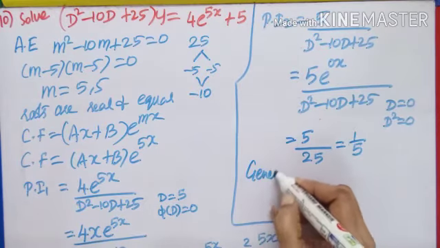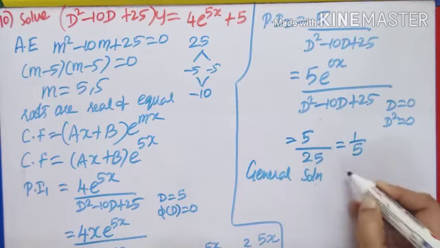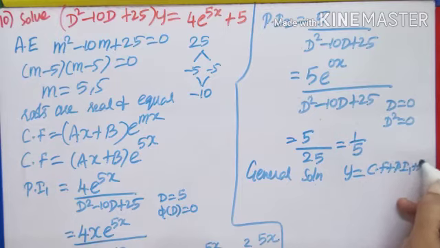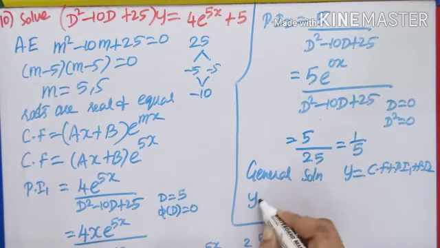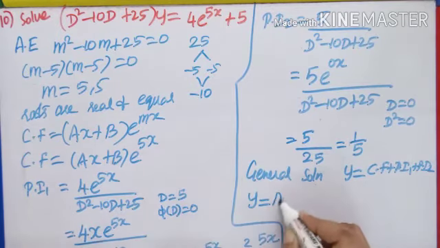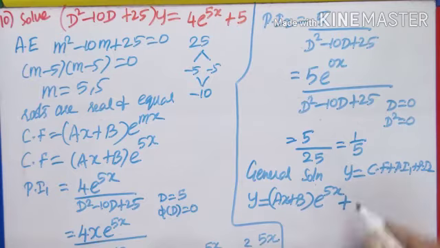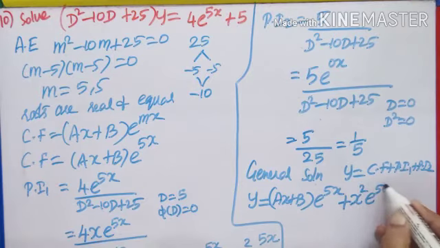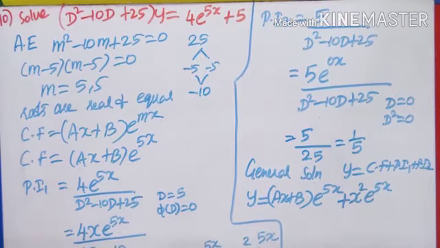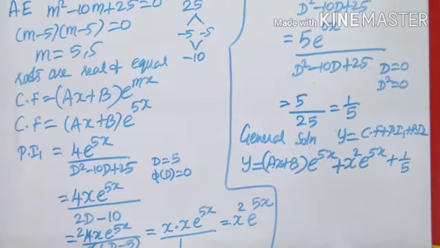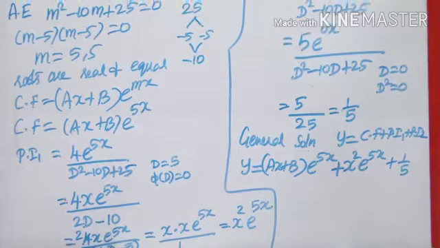Now, I write the general solution. Y equals CF plus PI1 plus PI2. Y equals CF is (Ax plus B) into e power 5x, plus PI1 is x square e power 5x, plus PI2 is 1 by 5, and that is the final answer.